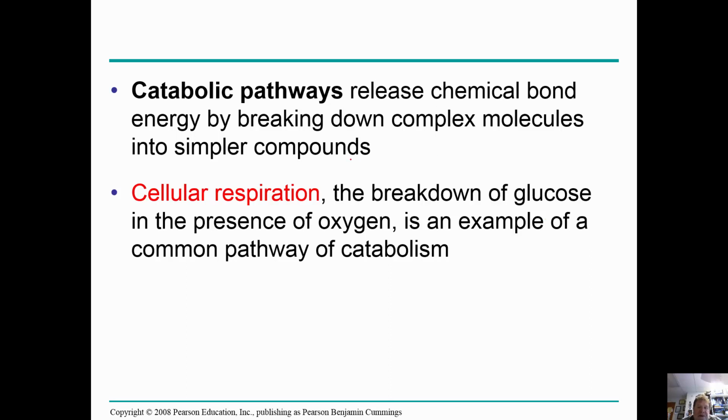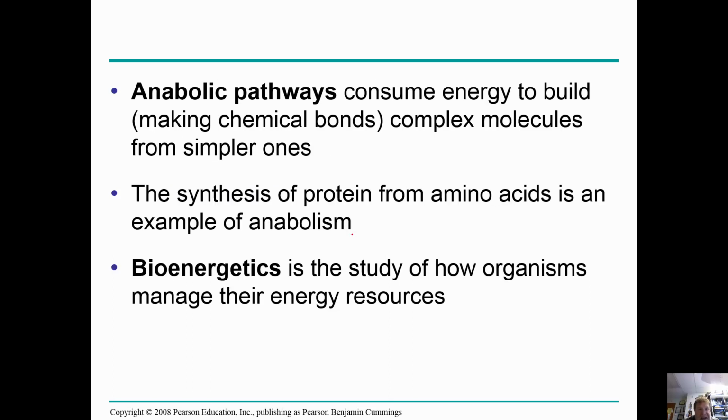Catabolic pathways are pathways that release chemical bond energy by breaking down complex molecules into simpler molecules, like a hydrolysis. Cellular respiration is the breakdown of glucose in the presence of oxygen. That's an example of what we call catabolism. Anabolic pathways are ones that consume energy and build complex molecules. Bioenergetics is the study of how organisms manage their energy resources, and that's something that we need to do.